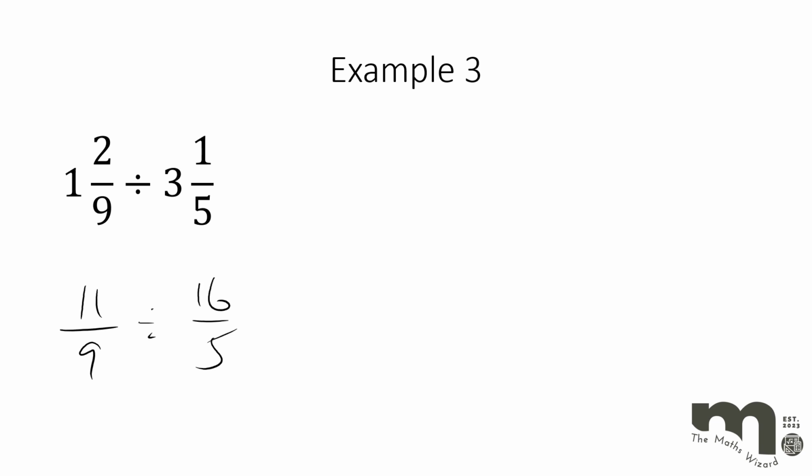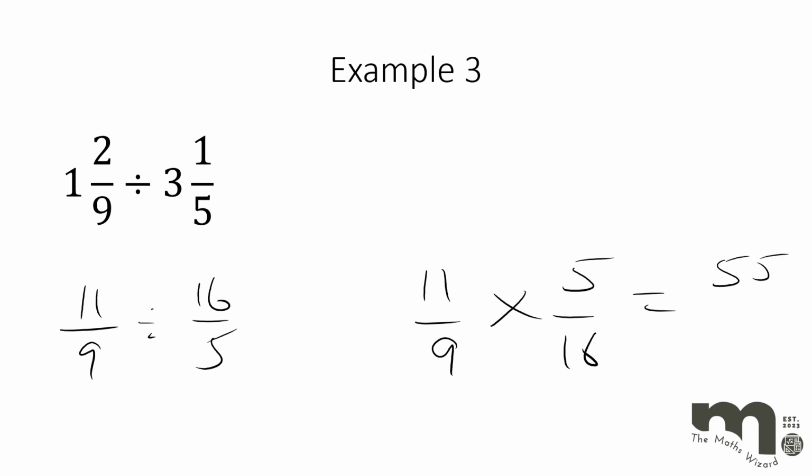Now we need to apply our keep, flip, change. So we've got 11 over 9 multiplied by, if we flip those 2 around, we get 5 over 16. So then we're going to get 55 if we do 11 times 5, over 16 times 9, which will give us 144 for that particular example.